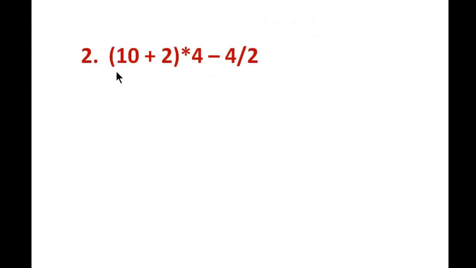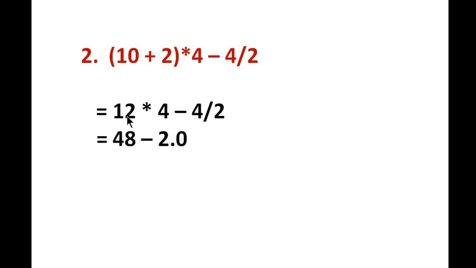Next question. 10 plus 2 within bracket into 4 minus 4 by 2. First priority is for bracket. So 10 plus 2, 12 into 4 minus 4 by 2. Then the priority for multiplication and division. So 12 into 4 is 48. 4 by 2 is 2.0. You will get 46.0, a floating point value.